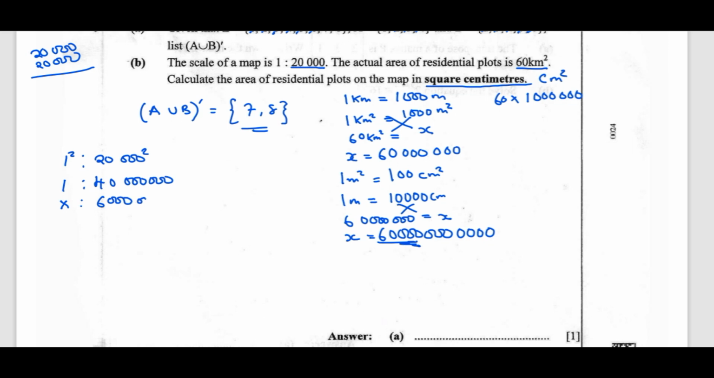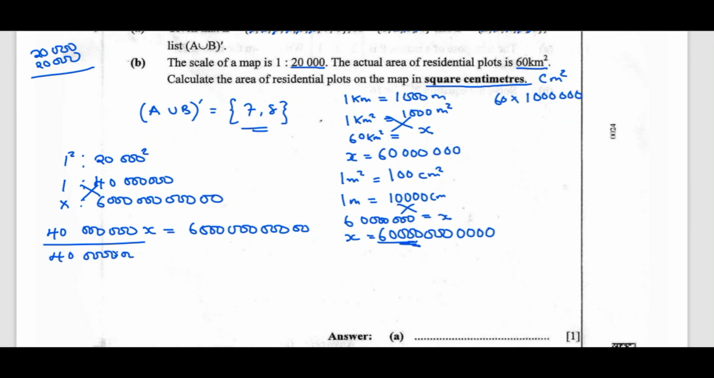3, 6, 9, 10, 11. So that is the number that we have there. And then what are we going to do? You cross multiply, so we have 14x is equal to 14, and then here again we divide by 40 million.